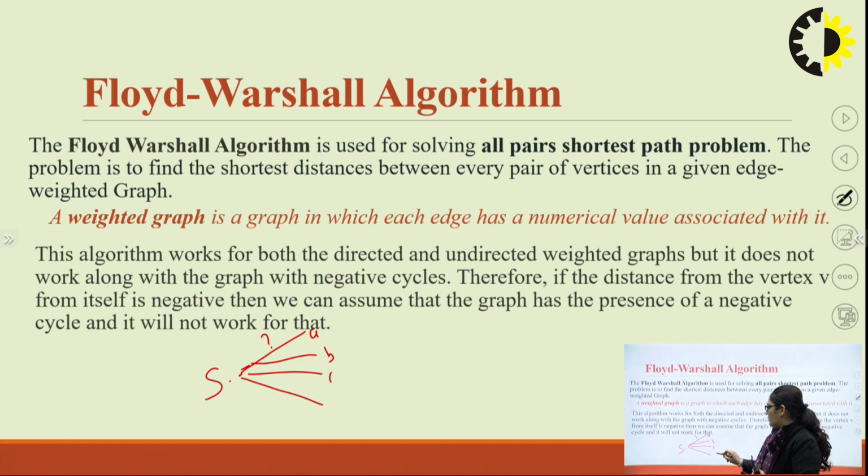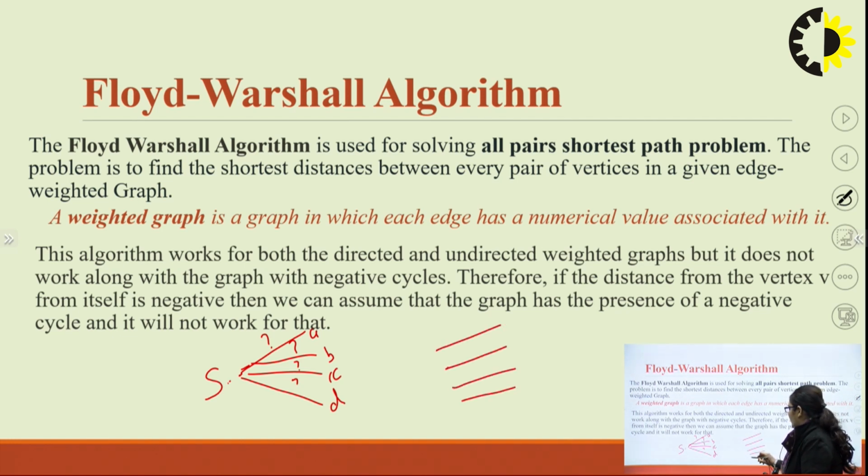For example, we have nodes A, B, C, D. Then we have to find the shortest path from S to A, S to B, S to C and S to D. We have a single source and various destination nodes, and we have to calculate the shortest path from this source node to the remaining n-1 nodes present in your graph. But what we want in the all pairs shortest path problem is to calculate the shortest path for every pair of vertices present in your graph.